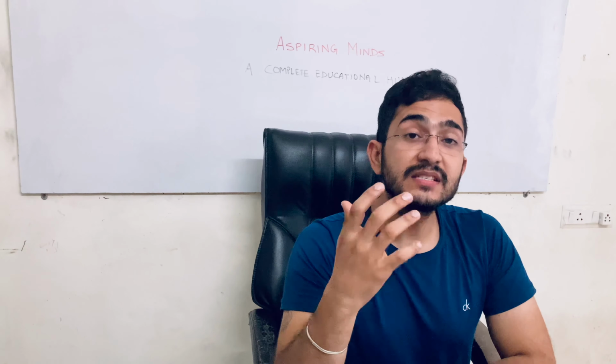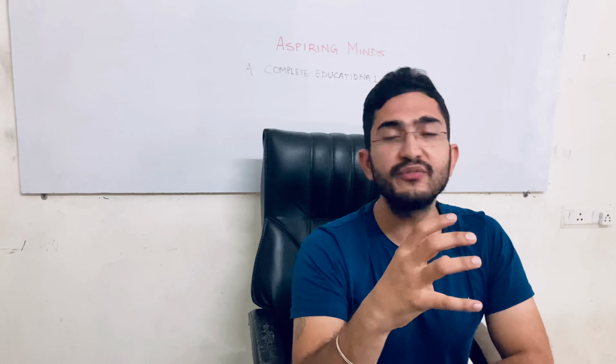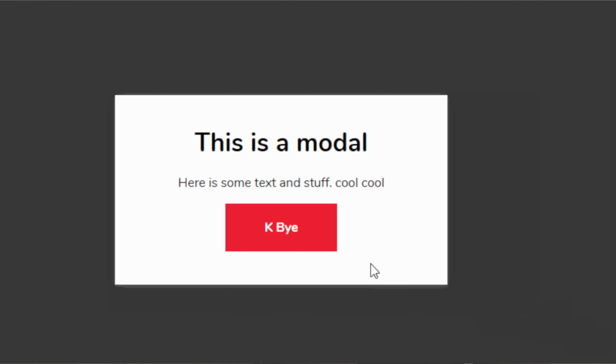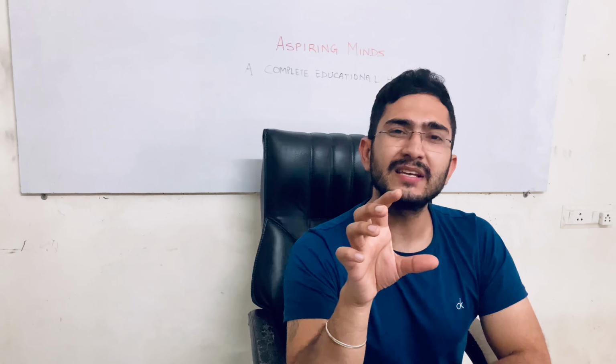Now let me explain the behavior of the app. That is the second part of the structure of the app. When you design apps, you need to decide which of these app design elements will go at which location on your app screen, and then program the logic in which they behave. Now suppose you want the button to pop up a message. The popping up of this message is the behavior of that button.